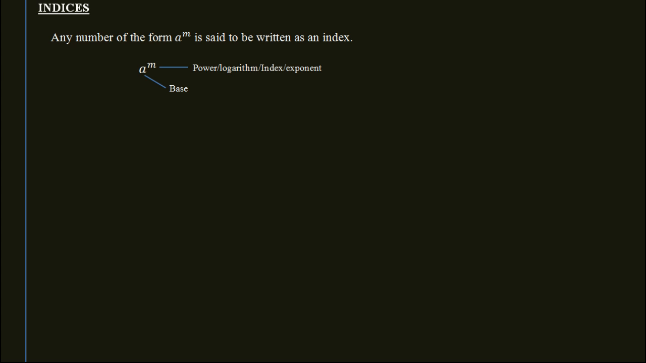All numbers of the form a to the power m are said to be expressed as indices, so we can write any number of the form a to the power m as an index. Index is singular while indices is plural. In the expression a to the power m, a is the base while m is the power, index or exponent.